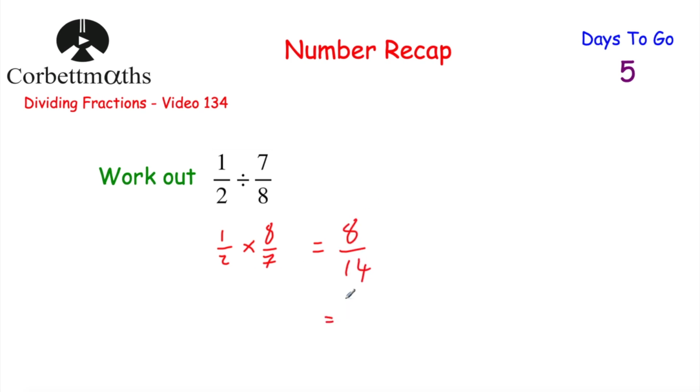And this can be cancelled down. We can half both of these to get 4/7. So whenever you're dividing by a fraction, what we do is we multiply by the reciprocal. And again, if you've got mixed numbers involved, just make them top-heavy fractions to begin with, and then do the question as normal by multiplying by the reciprocal. So that's how you add fractions, find the same denominators, multiply fractions, just multiply the numerators and multiply the denominators, and how to divide by fractions, multiply by the reciprocal.